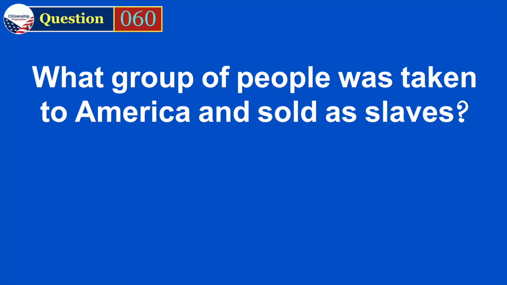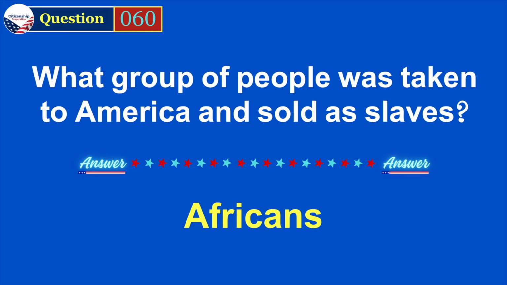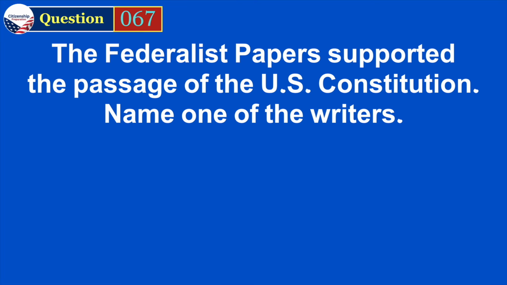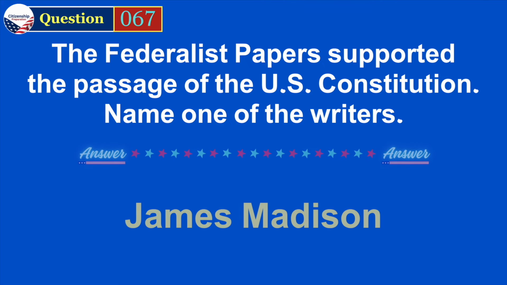What group of people was taken to America and sold as slaves? Africans. The Federalist Papers supported the passage of the U.S. Constitution. Name one of the writers. James Madison.